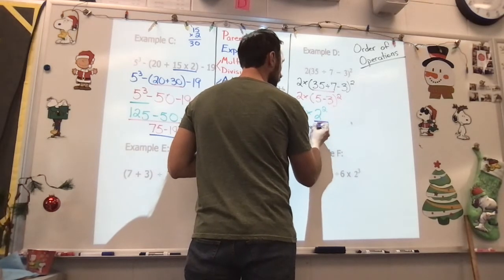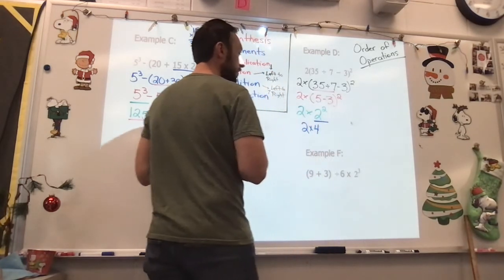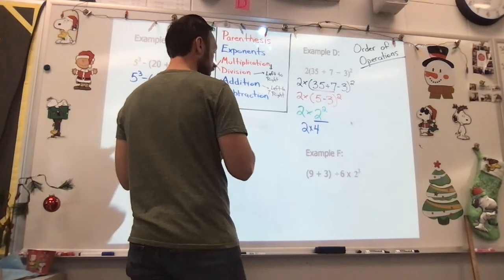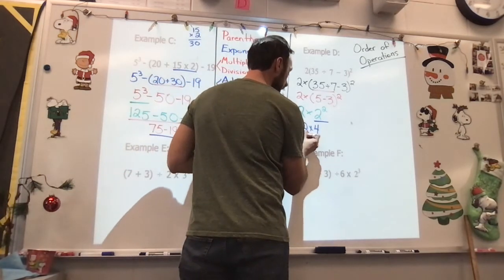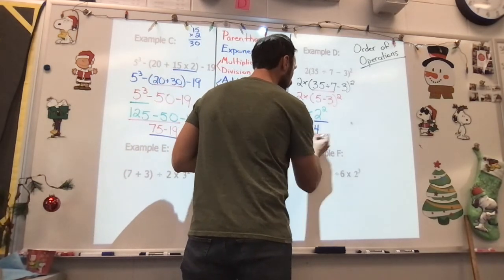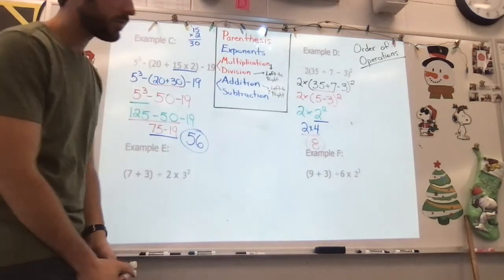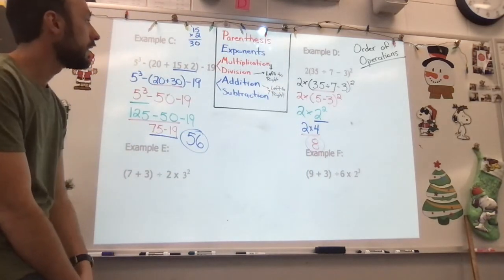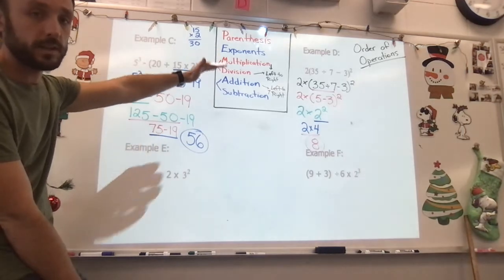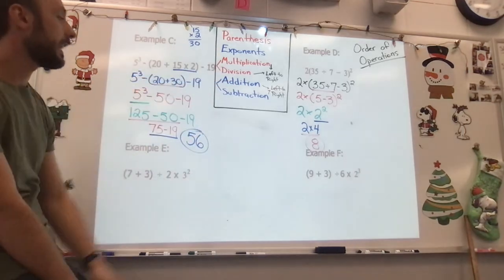2 to the second power would be 4 because it's the same as 2 times 2. And finally, 2 times 4 would give me an answer of 8. That is the solution to example D. So once again, using that checklist one step at a time, just checking it as I go.